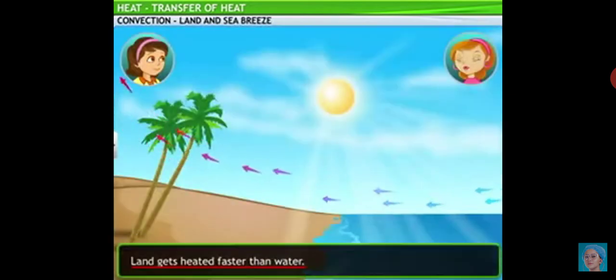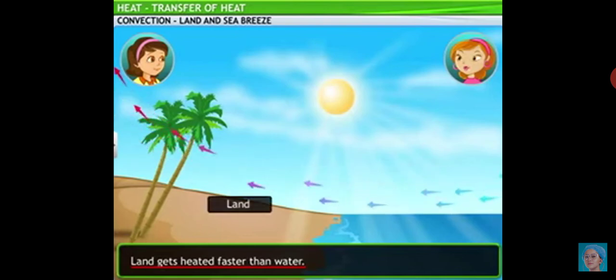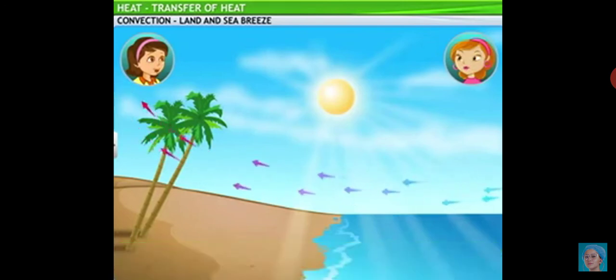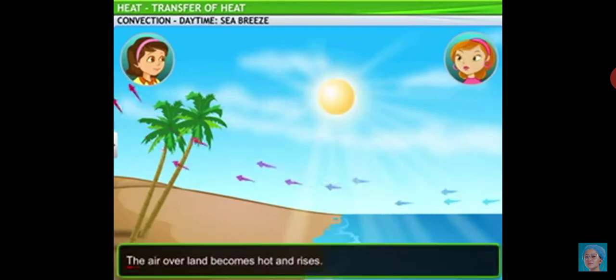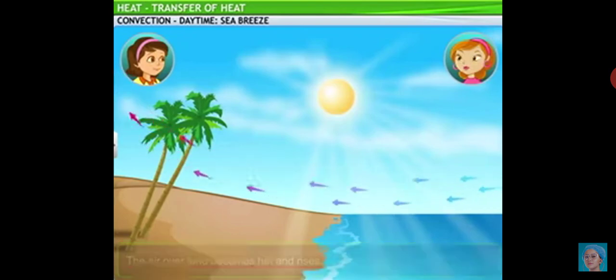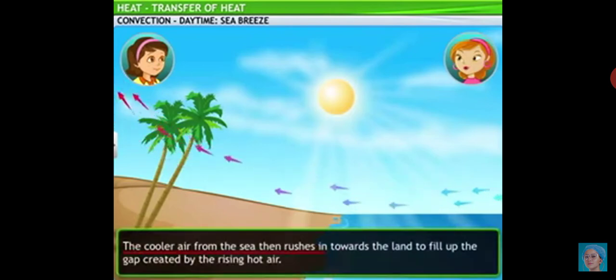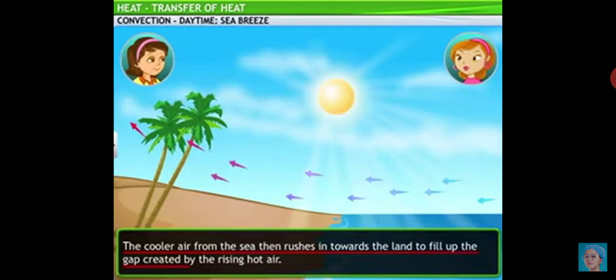Similarly, the temperature of the weather in places near the sea can be explained. Land near the sea gets heated faster than water. Is it because solids get heated faster than liquids? Yes. Solids heat up faster than gases and liquids as well. During the day, the air over the land becomes hot and rises. This creates a low pressure area or a gap between the land and the hot air. Cooler air from the sea then rushes in towards the land to fill up the gap created by the rising hot air.